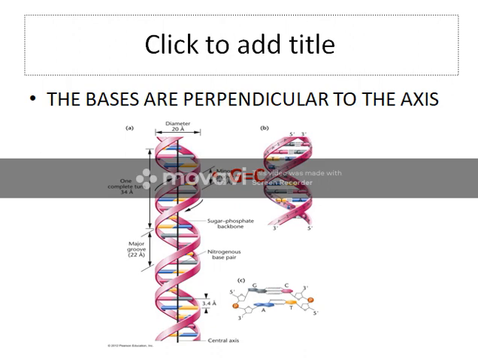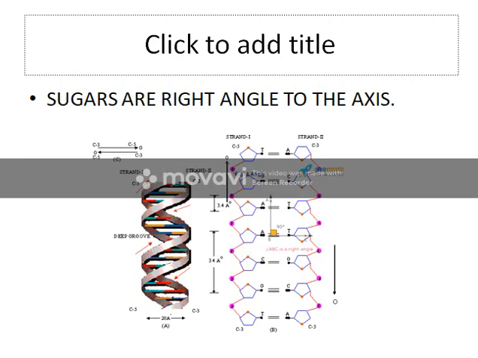The bases are perpendicular to the axis. That means each of the nitrogenous bases present is perpendicular to the axis. The axis is here with a black marking line. So the bases are perpendicular to the axis. The DNA has sugars, which are deoxyribose sugar, and this deoxyribose sugar is attached to the nitrogenous bases, and these sugars are at a right angle to the axis. That means they make 90° to the axis.